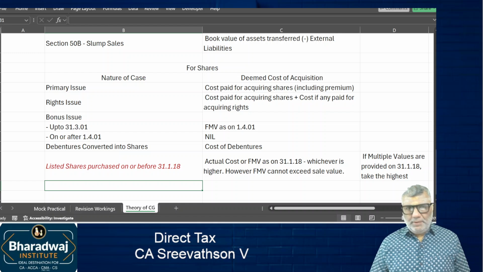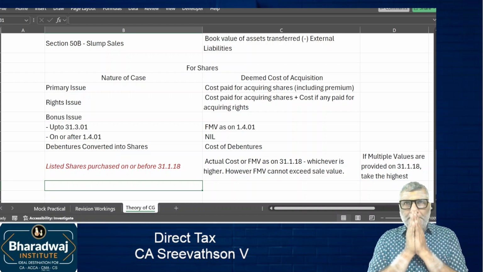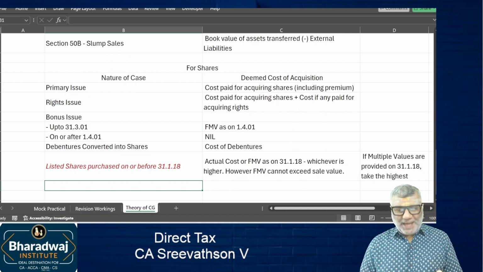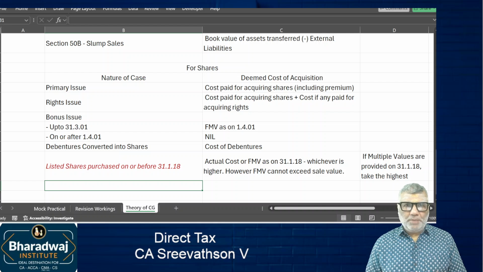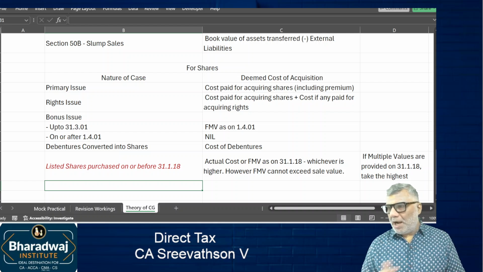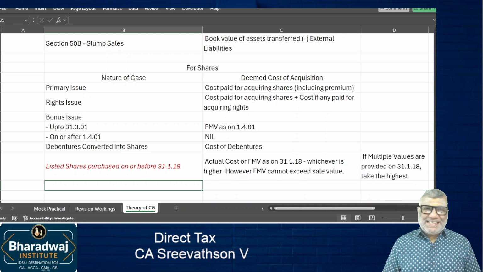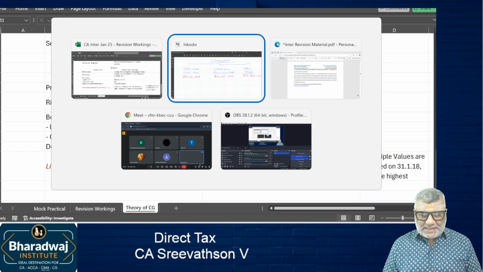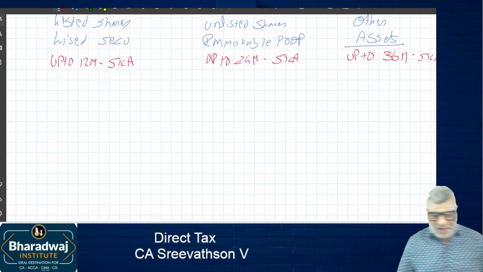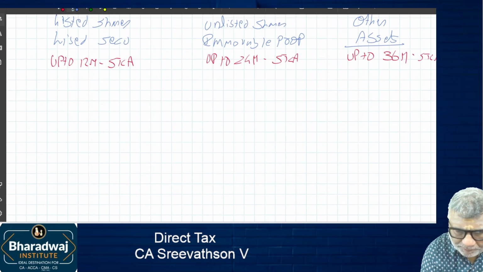Okay, fine. Right. So we will take this and do the indexation in the case of long term: year of transfer divided by year of acquisition or 100. And then when we go to exemptions, we have the following. Just listen.